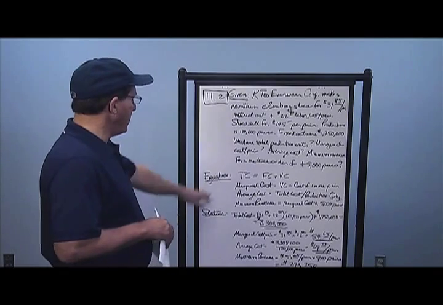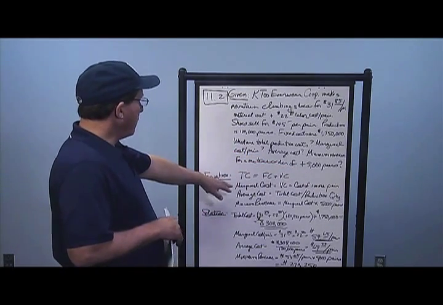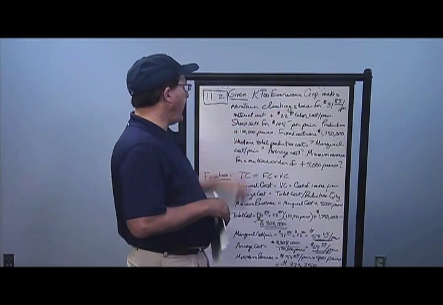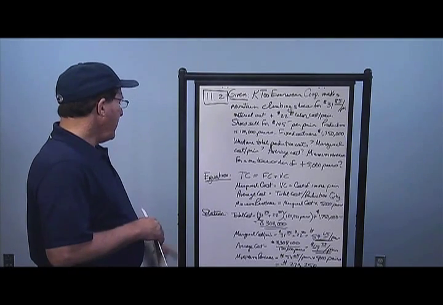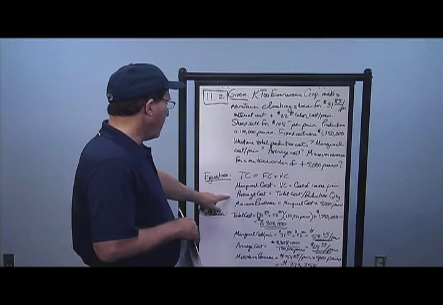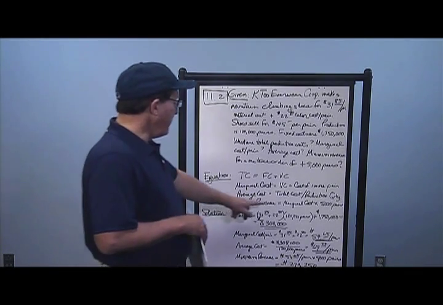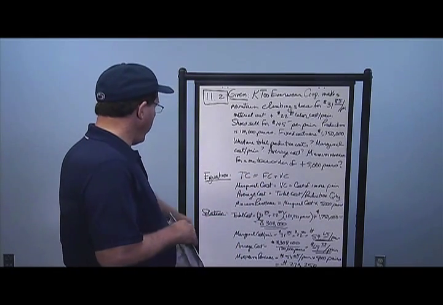My equations: total cost is fixed cost plus variable cost. The marginal cost, the same as variable cost, is the cost of one more pair, and I get that by adding the material cost per pair and the labor cost per pair. My average cost is total cost over production quantity, and my minimum revenue I would charge is simply my marginal cost times 5,000 pairs. So let's get going on the calculations.